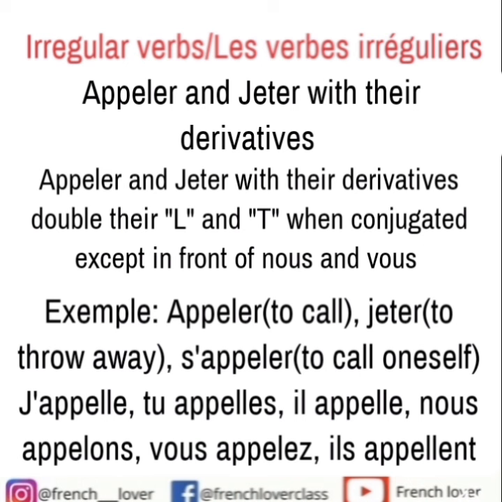Remember, it is not the same as the last rule we just spoke about. It applies only to appeler, jeter, and their derivatives. Derivatives are things taken from something. Okay, and I just mentioned their derivatives: rappeler, s'appeler, rejeter, épeler. So be careful. You double the L and the T except in front of nous and vous, and this rule applies across the board, be that in the future, be that in the past. You will double the L, you will double the T.